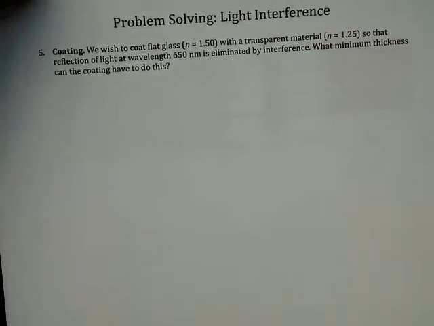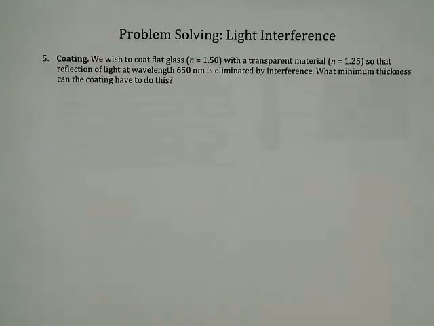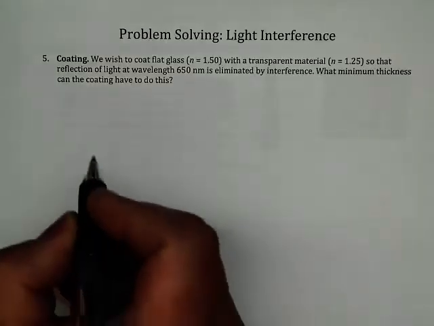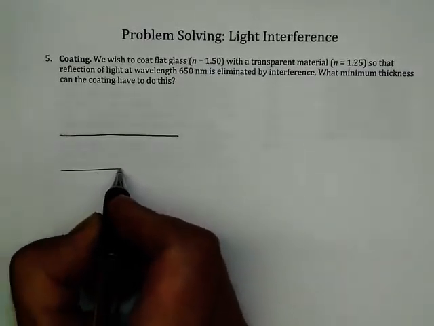Problem 5 is about coating. We wish to coat flat glass with a transparent material so that it will reflect light at a wavelength of 650 nanometers, and that light is eliminated by interference. What minimum thickness can the coating have to do this? So let's go ahead and sketch out this situation.